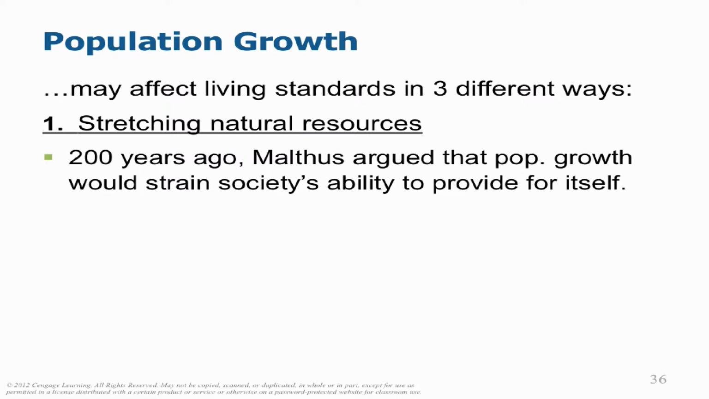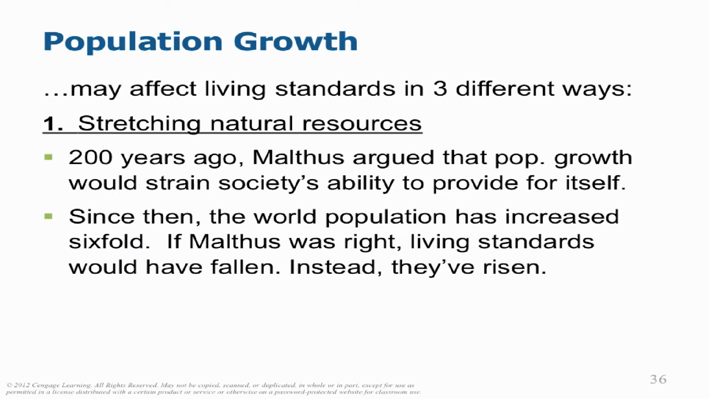He's the guy who said there will always be a permanent underclass in society because we will always have too many people to be accommodated with the resources that we have. Was Malthus right? Since he said that, our world population has increased sixfold. So, what's happening? Six times over.